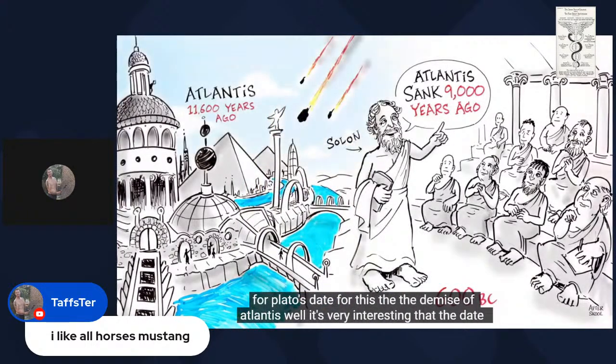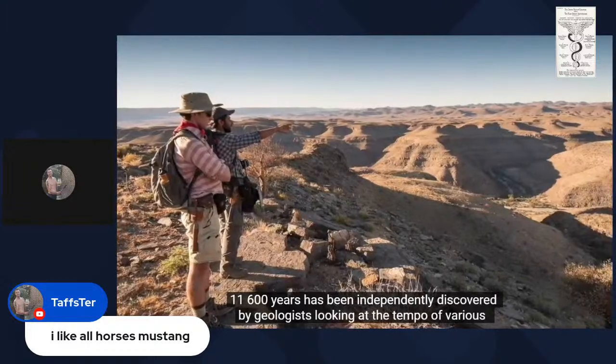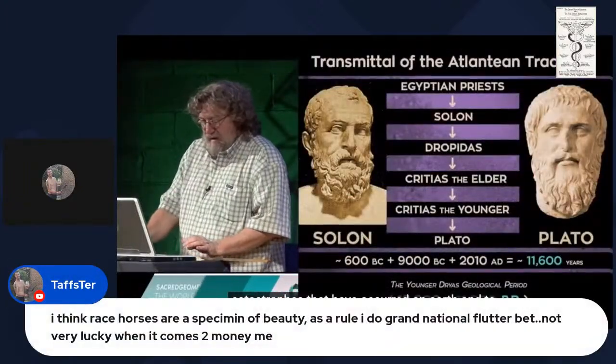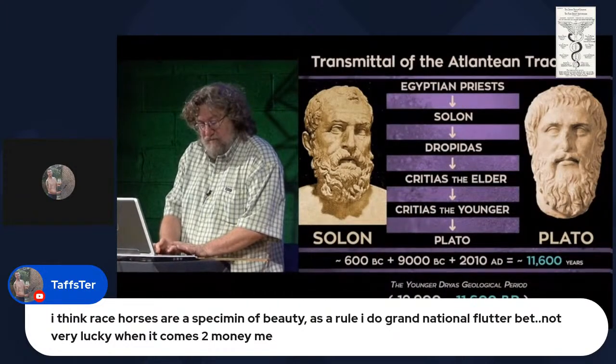Well, it's very interesting that the date 11,600 years has been independently discovered by geologists looking at the tempo of various catastrophes that have occurred on Earth. And to those catastrophes is where I'm now going to turn.